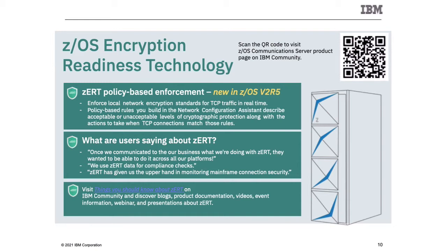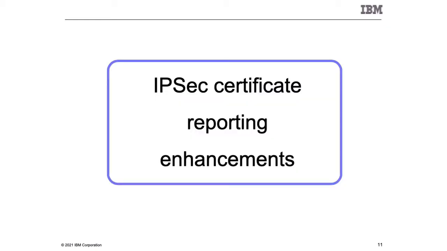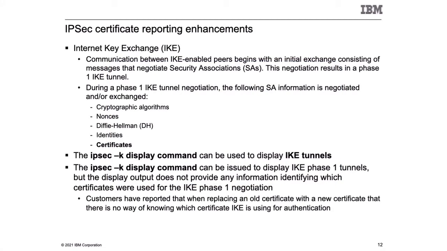Our next topic will be IPsec certificate reporting enhancements. If you'll recall, IPsec was path 3 in our background information chart for ZERT. With IPsec, you're using something called the Internet Key Exchange Protocol to negotiate security associations between the IKE peers. During a Phase 1 IKE tunnel negotiation, security association information is exchanged, and you see a list of that information on this chart.